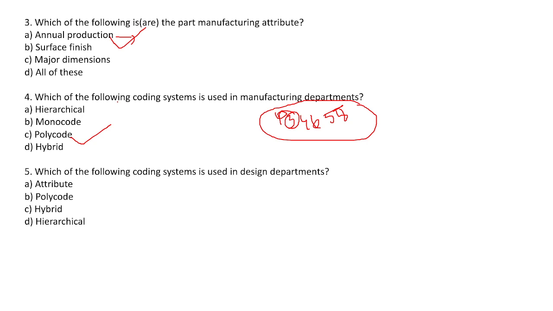Okay, the next question: which of the following coding systems is used in the design department? In a hierarchical code, it is good for the permanent information it provides, and with a deep analysis it can provide information. So for that reason, the hierarchical coding system, or monocode, is used in the design departments.